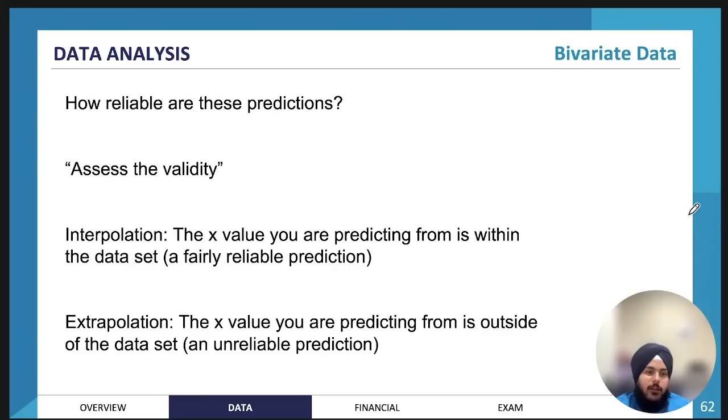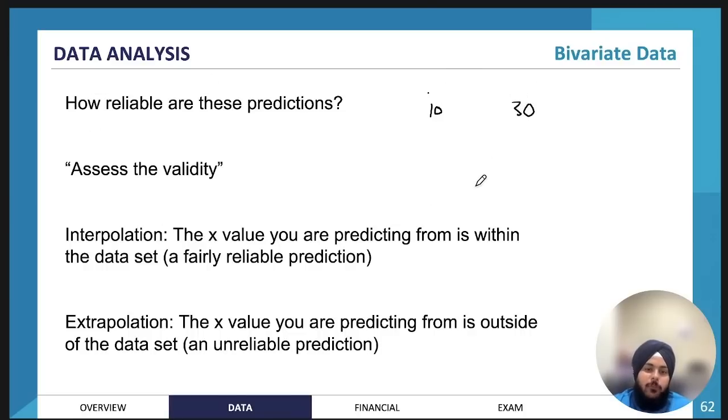Okay, so now let's move on to linear regression. So how do we actually use a model, and then how do we assess whether the predictions we're making are valid and reliable? Well, if we are predicting a value within the data range, that is termed interpolation. And those values are actually going to be fairly reliable. So let's just say in a particular data set, you're given x values between 10 and 30.